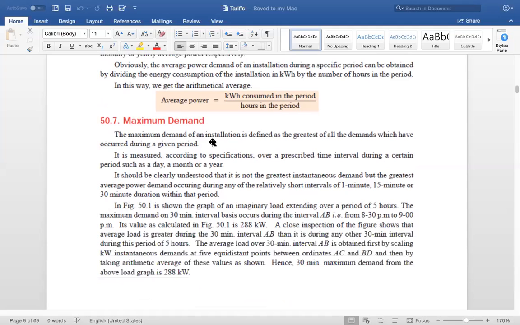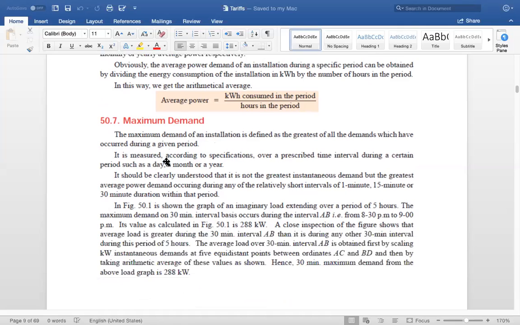Maximum demand of an installation is defined as the greatest of all the demands which have occurred during a given period. It is measured according to specifications over a prescribed time interval during a certain period, such as a day, month, or a year.